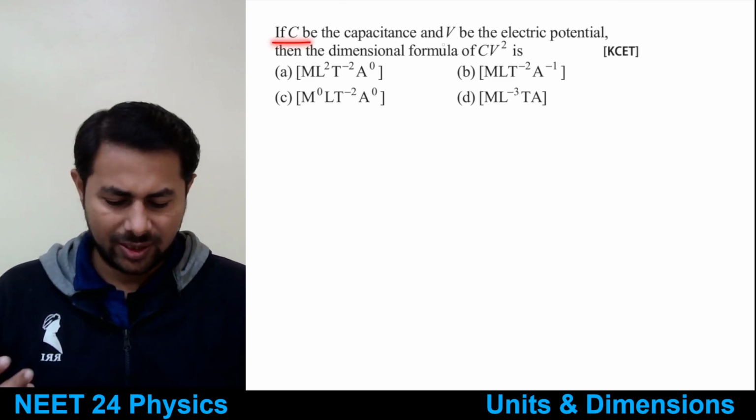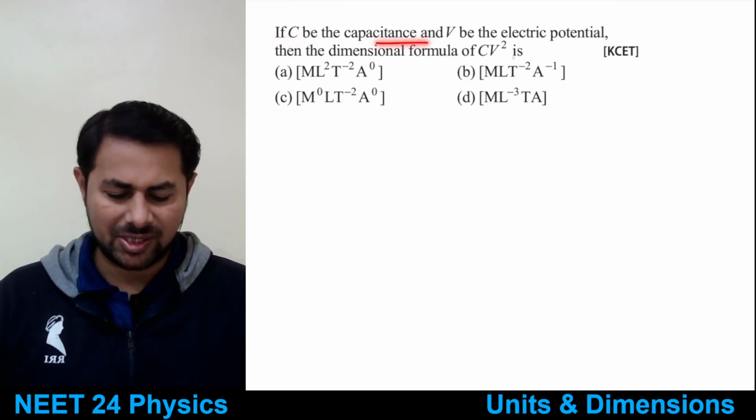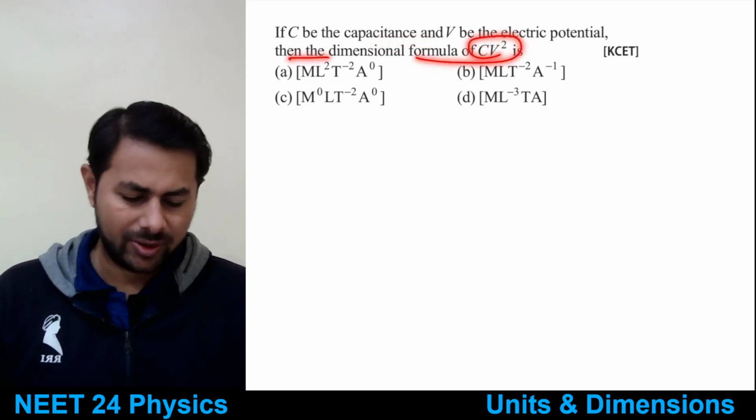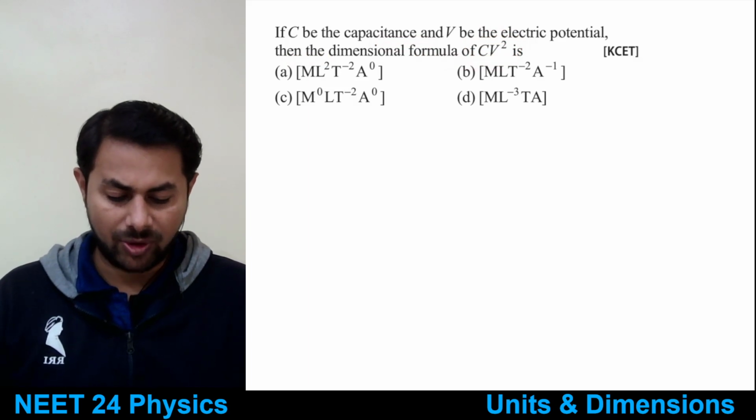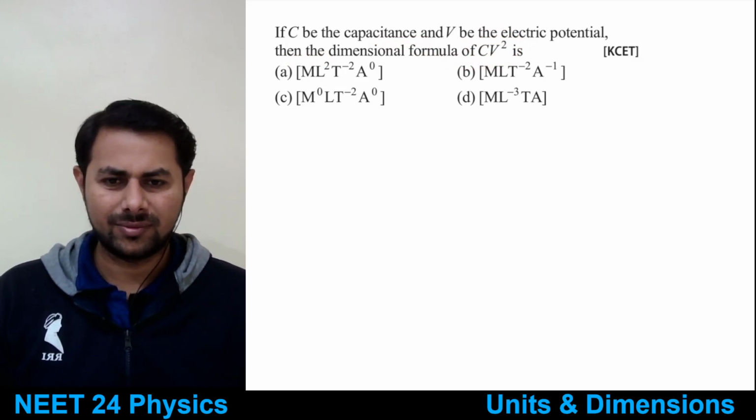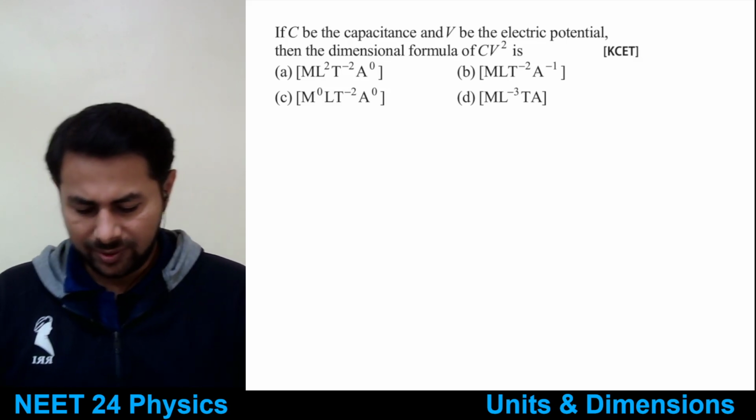If C be the capacitance and V be the electric potential, then the dimensional formula for CV square is... dimensional formula of CV square is. Who can tell me? Anyone?